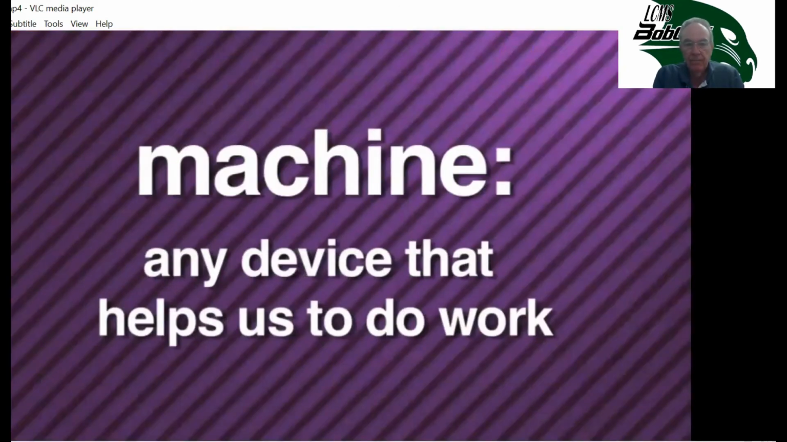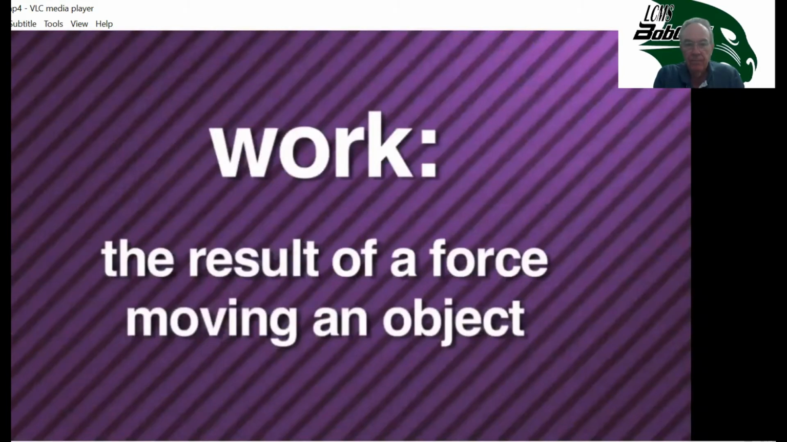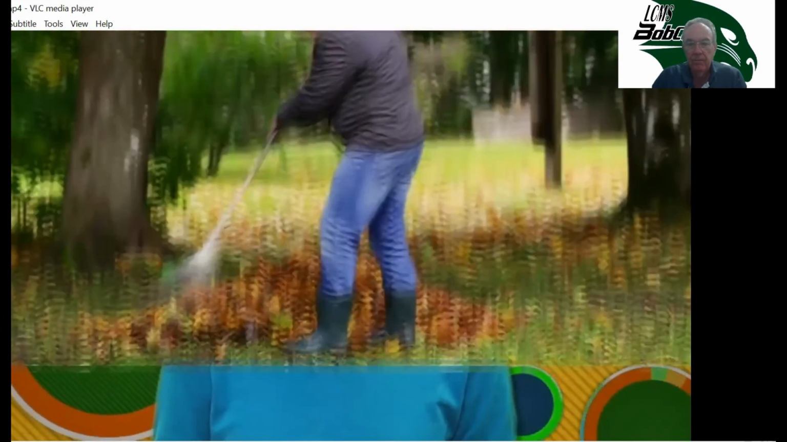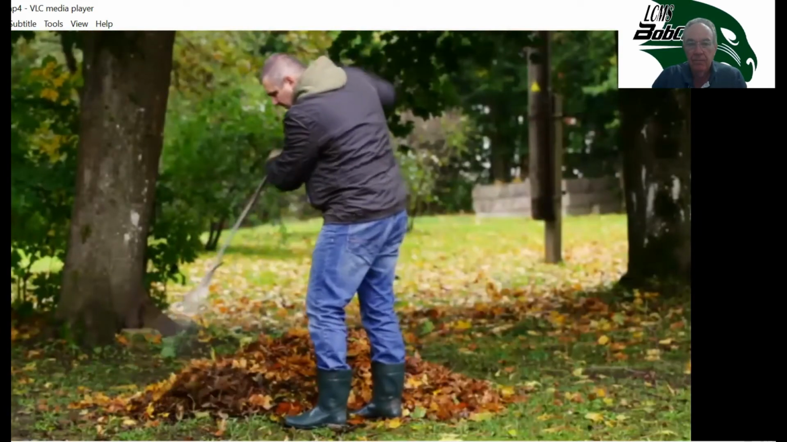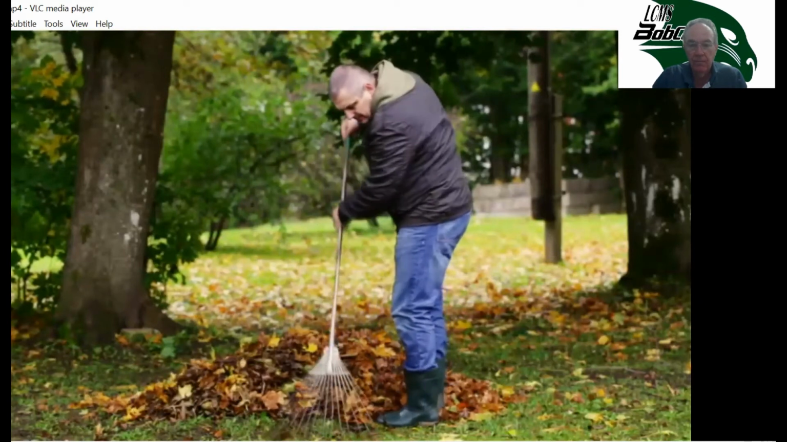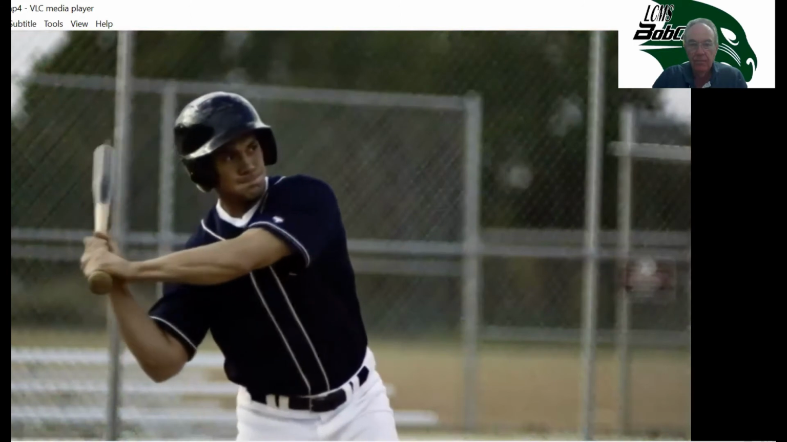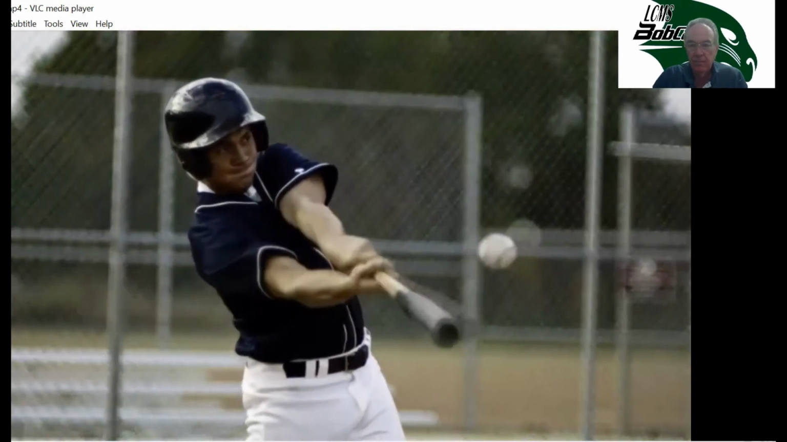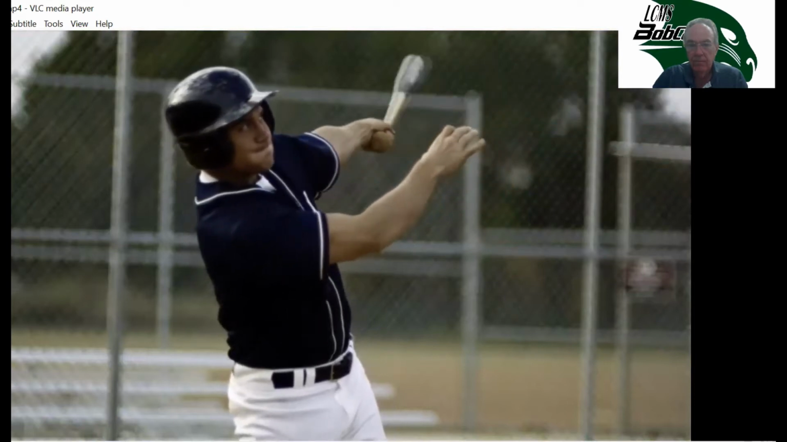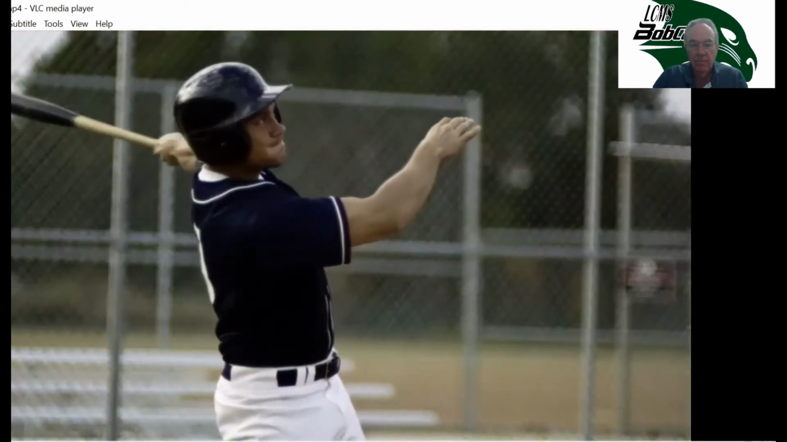A machine is any device that helps us to do work. Work is the result of a force moving an object. A machine helps us to do work. So, is this rake a machine? Sure is. It helps to do work. The rake moves the leaves. You wouldn't think it, but this baseball bat is a machine too. When you hit a baseball, the ball moves. That's work too. Work is done when a force moves an object.